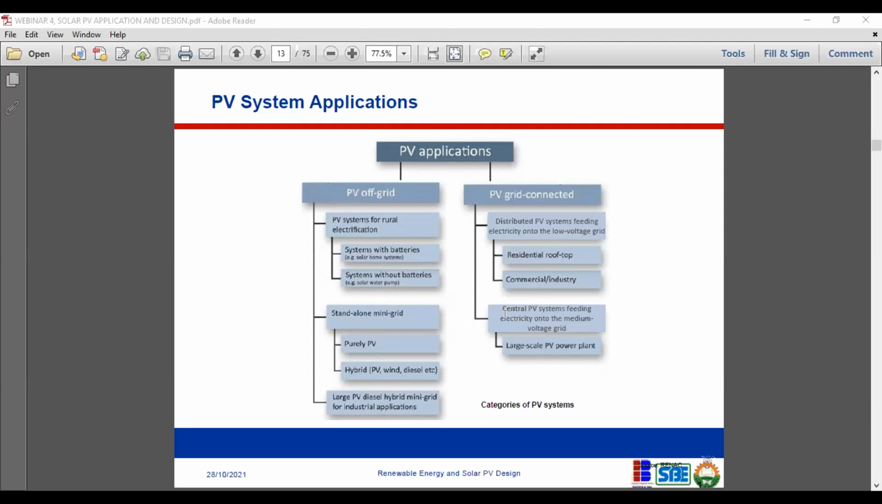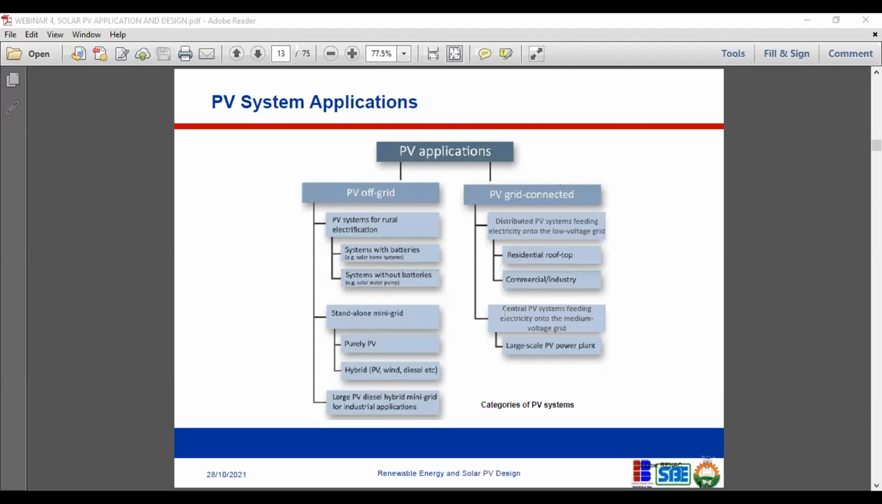Then we also have another form of grid-connected solar system, which is the central PV system, feeding electricity onto the medium voltage grid. Remember, I had mentioned that we have different levels of voltage in our grid network. So this central PV system is feeding into the medium voltage, maybe at 33 kV. Yeah, I think from 33 kV, you can feed a solar system into the grid at that level.